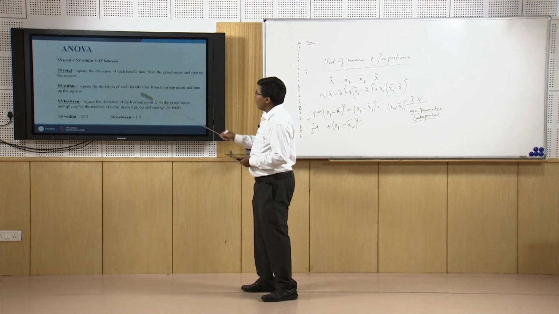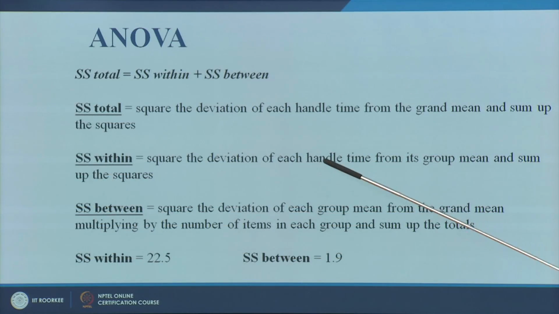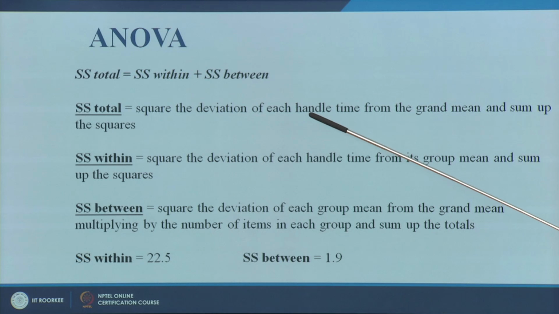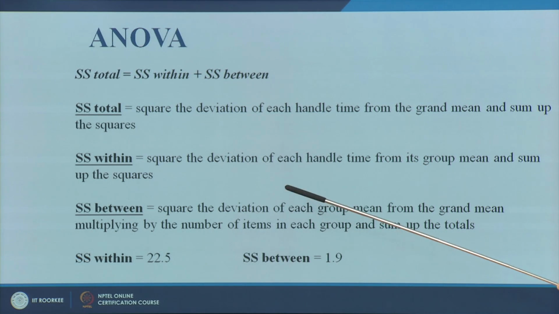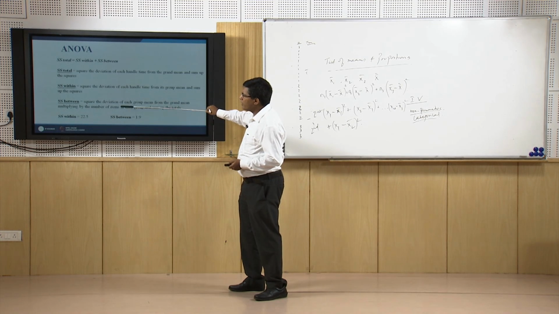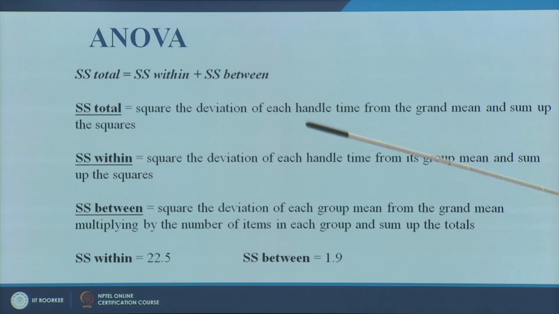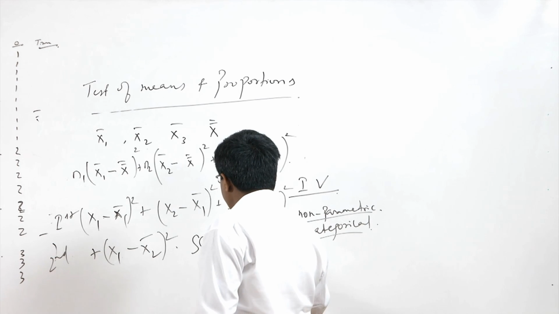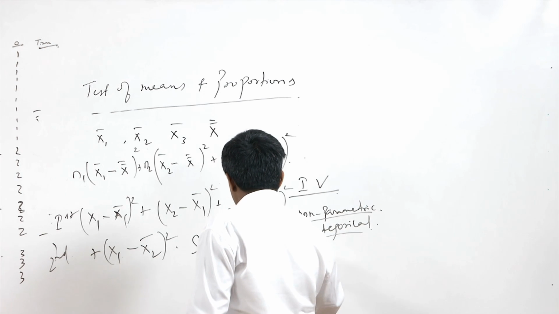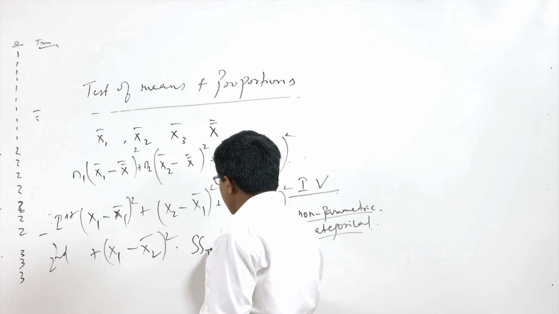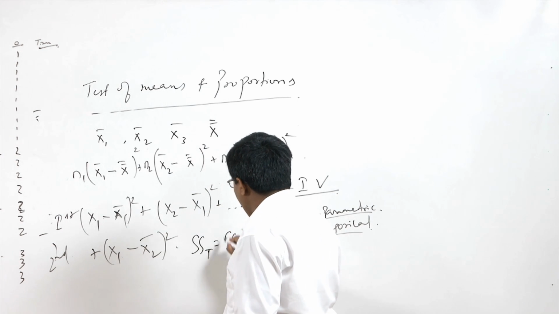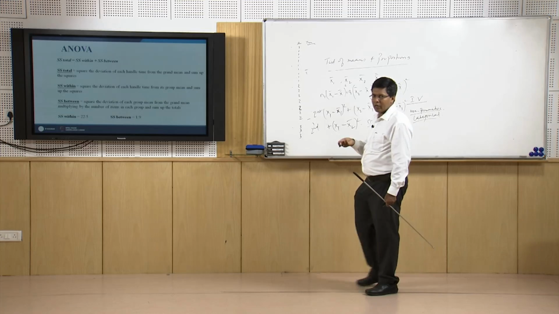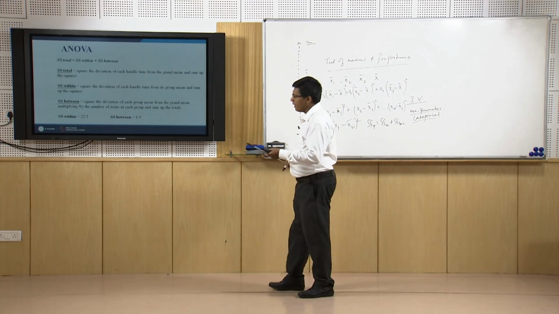So, I have calculated this is the total, this is the within, this is the between. If I have the total and the within, I need not find the between, or if I have the total and the between, I need not find the within, because these two sum up to the total. Sum of square total equals sum of square within plus sum of square between. If you have found the total and any one of these, the third you can deduct automatically.